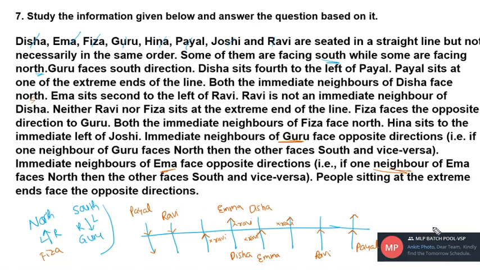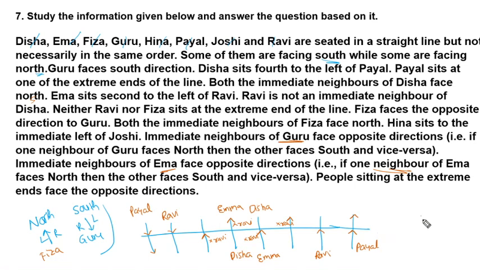Then continue. Ravi is not a neighbor of Disha. Neither Ravi nor Pisa faces the opposite direction of Guru. Both the immediate neighbors of Pisa face north. So Pisa north, but here there is south, I cannot put Pisa north north. You can put Pisa north north here. Similarly, here Pisa south, no chance. Pisa north north, we can put it, chance. So there are many possibilities.